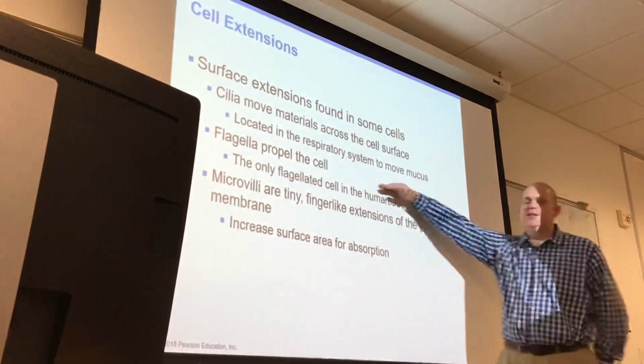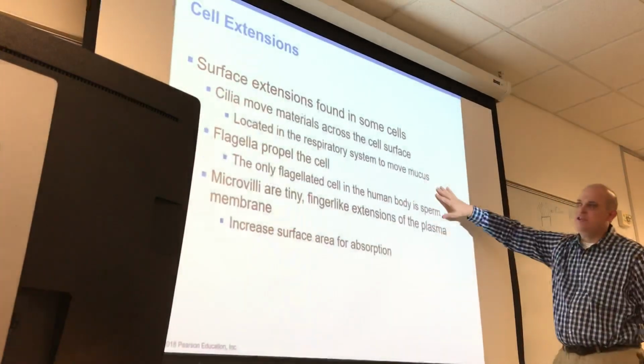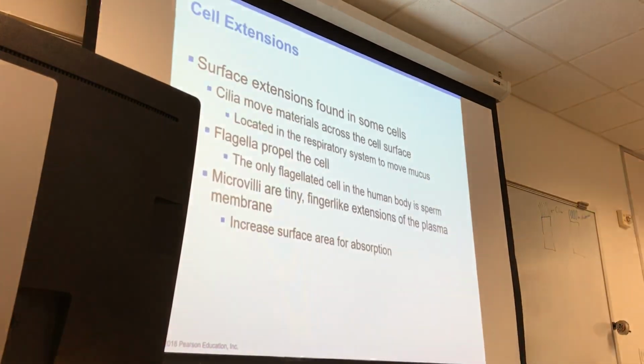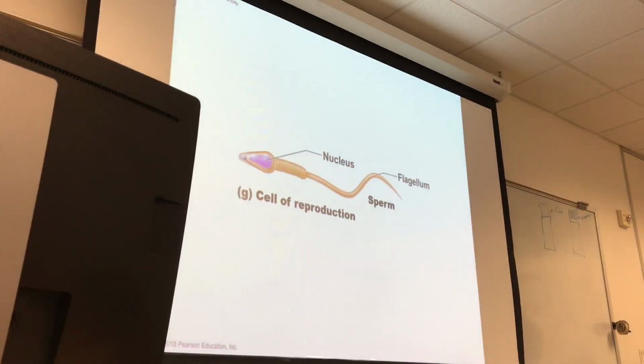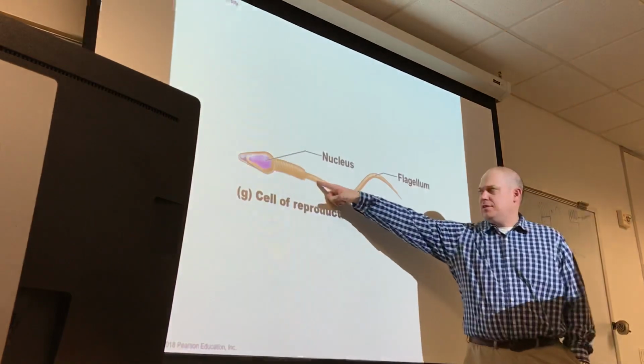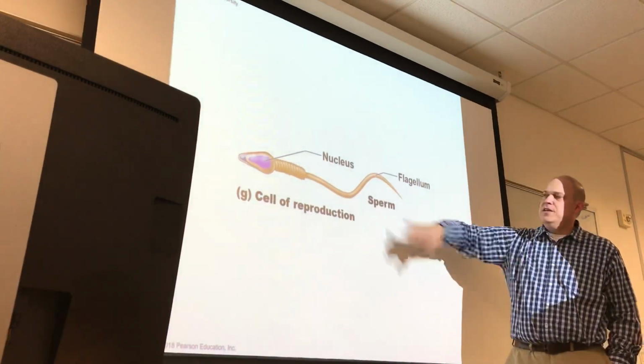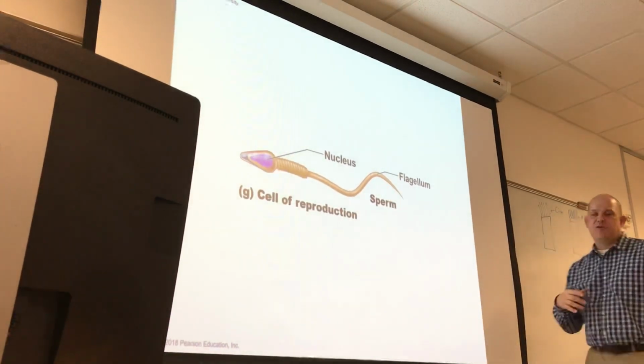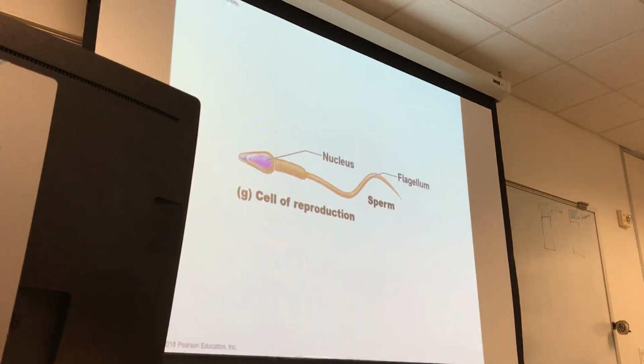And then last but not least is a flagella. Flagella is going to be a tail-like structure. The only cell in the human body that has a flagella is a sperm. So when we take a look at a sperm, this little tail-like structure is an appendage. That's a flagella, which the sperm obviously uses for locomotion, to move from the vaginal canal into the uterus, into the fallopian tube, and then into the center of the egg when we're doing fertilization.